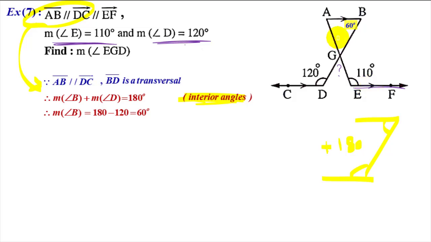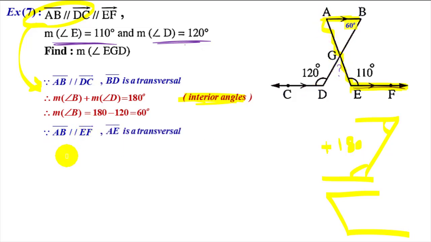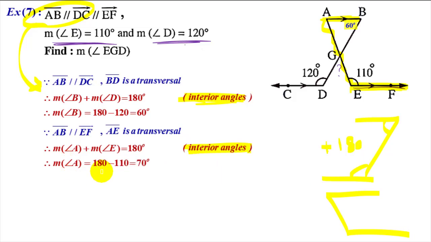Then we work on the second part. AB is parallel to EF, and the line connected between them is EA. We notice again that we have interior angles. So write together the proof: since AB is parallel to EF and EA is a transversal, therefore the measure of angle A plus the measure of angle E equals 180 because they are interior angles. Then the measure of angle A equals 180 minus 110, which equals 70 degrees.